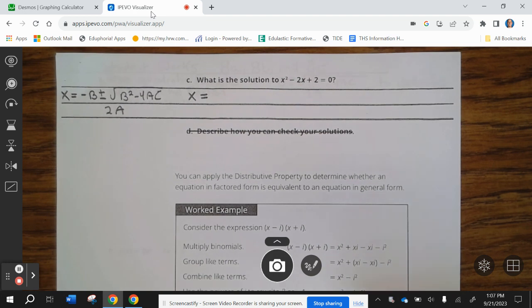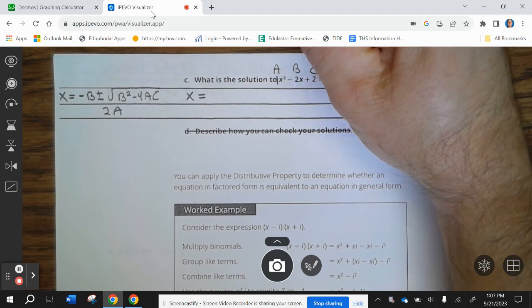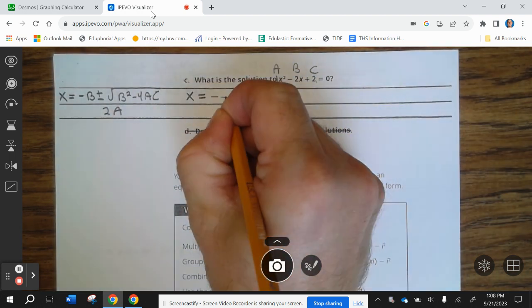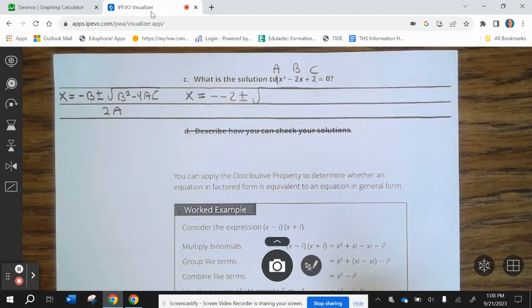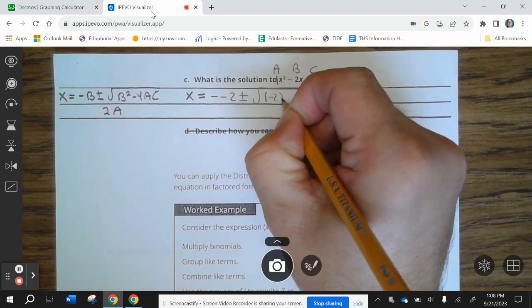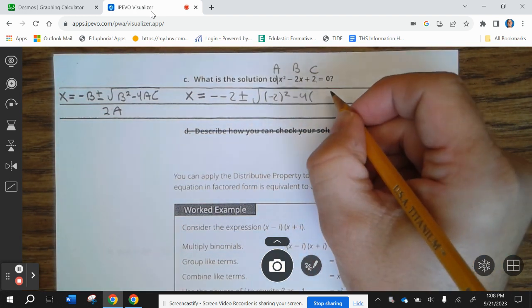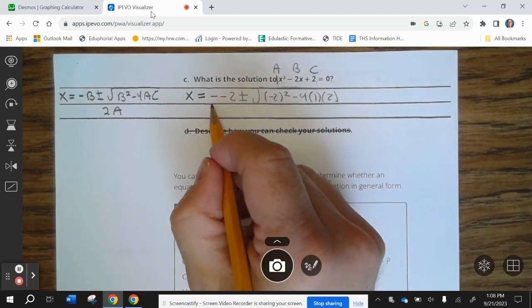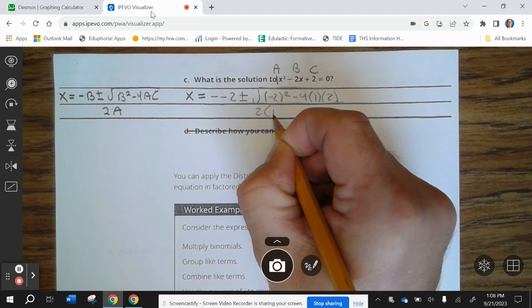All right, what is the solution to x squared minus 2x plus 2 equals 0? So this is A, this is B, this is C. We're going to plug these numbers into the quadratic formula. So x equals negative negative 2 plus or minus the square root of negative 2 squared minus 4 times 1 times 2, divided by 2 times 1.